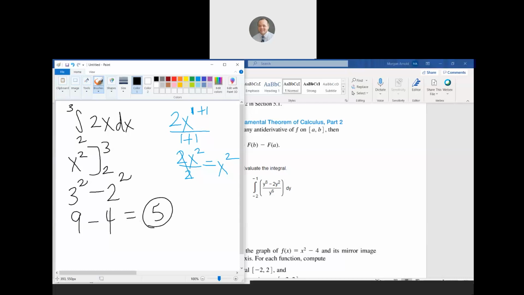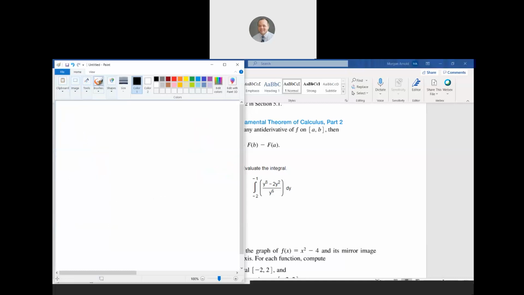Let's look at another definite integral, but for this definite integral, we have to plug in negative limits of integration. So let me screenshot this example, and we'll work it out. Let me make this a little bigger. Hold on just a minute.